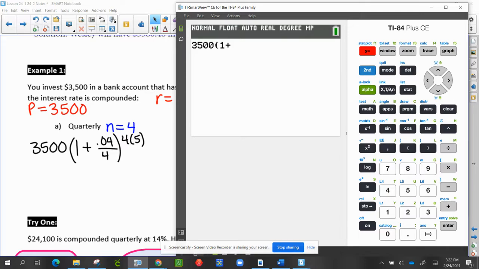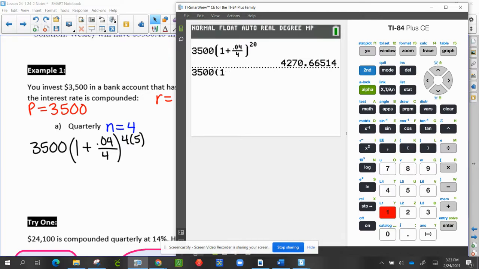I'm going to hit alpha, y equals, enter, and it'll give me this fraction, 0.04 divided by 4, raised to the 4 times 5 power. I'm just going to multiply that and just put in 20, so that way I don't have to worry about doing any extra order of operations. But if I punch that in the calculator, that's what I get. Now, if you're using an older calculator or Google, you're going to have to put in some extra parentheses here. So I'll show you really quick how to type it in.